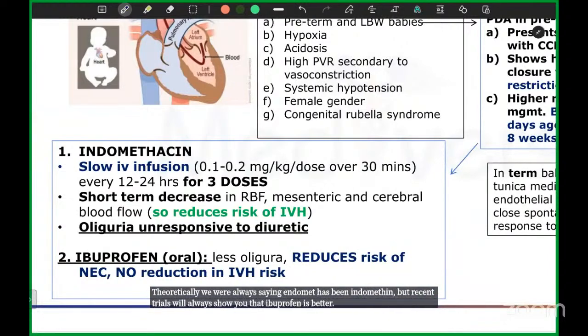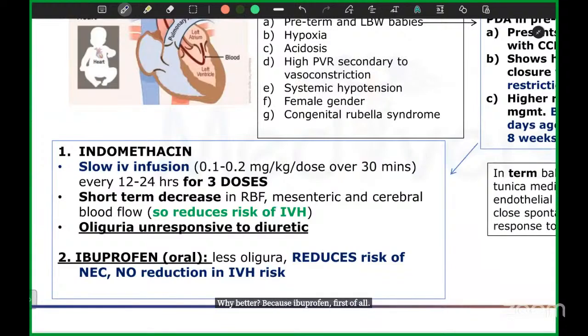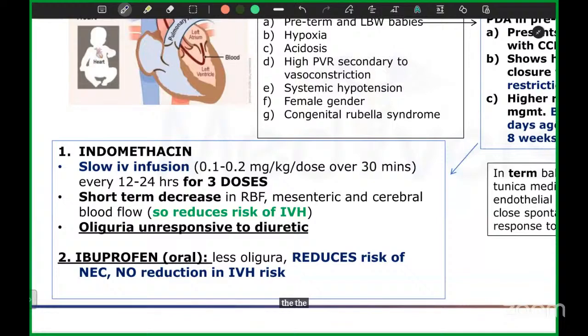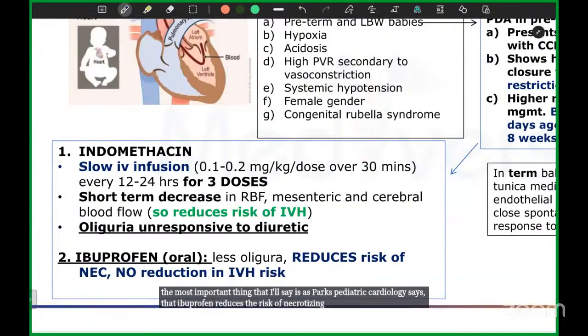Why better? Because ibuprofen, first of all, is oral, number one. Number two, ibuprofen has less risk of oliguria, which indomethacin has. And the most important thing, as Park's Pediatric Cardiology says, is that ibuprofen reduces the risk of necrotizing enterocolitis, which indomethacin does not. Indomethacin has a neutral role in necrotizing enterocolitis. It neither increases the risk nor decreases the risk.